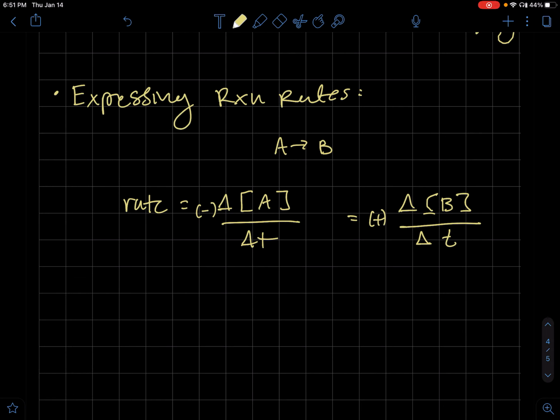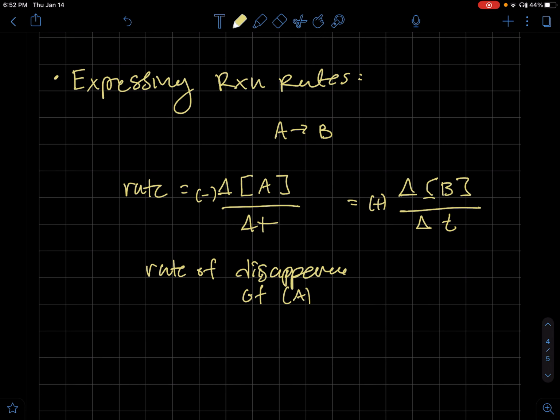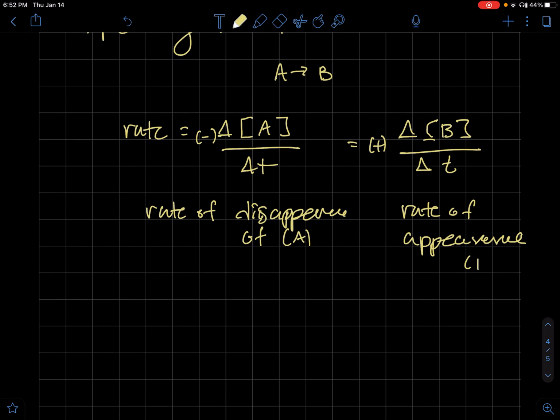So you can talk about this as the rate of disappearance of A, and then you can talk about B as the rate of appearance of B.